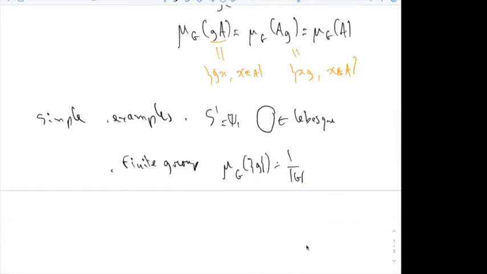And maybe one more example, which is non-trivial and probably quite interesting for you and for me too, is SU2, which has the structure of the sphere. And here what we can check with not too much effort is that the uniform measure is going to be the Haar measure.